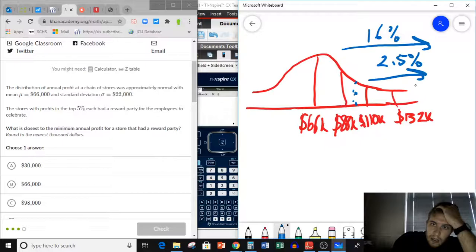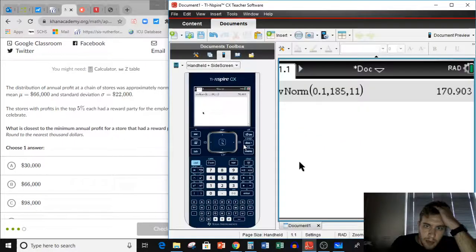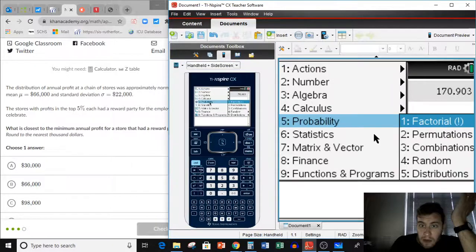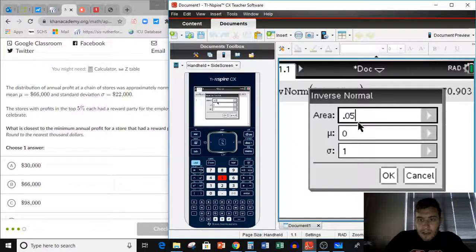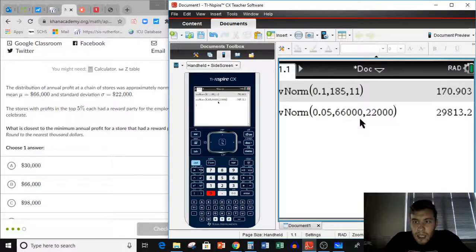Now, here's the problem. Let's go back here. We'll do the same thing, menu 553, inverse norm. And if you put 0.05 as the area, we're going to run into an issue. We're not going to get the right answer. 66,000, and then we want 22,000 right here. Okay, so we get 29,813. Now, why is this a problem?